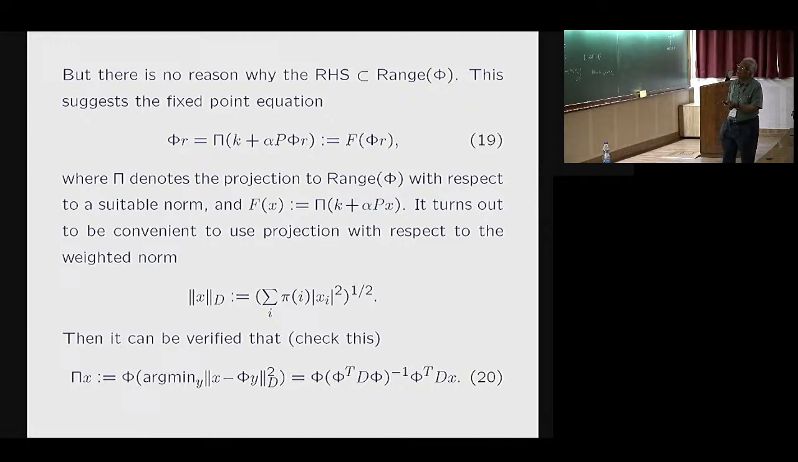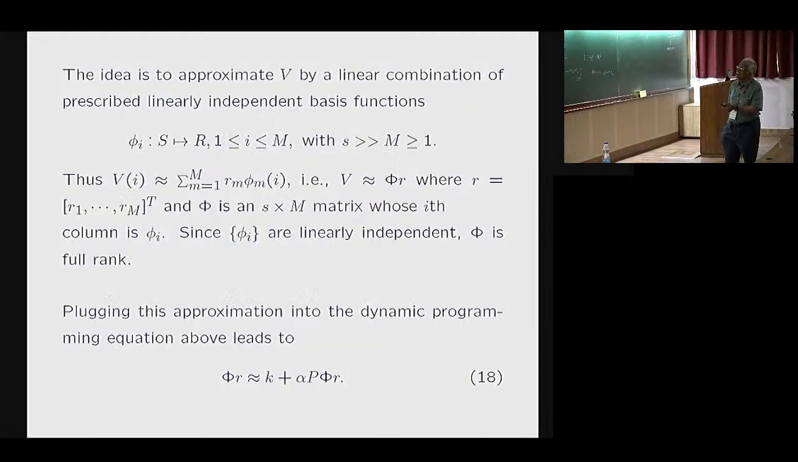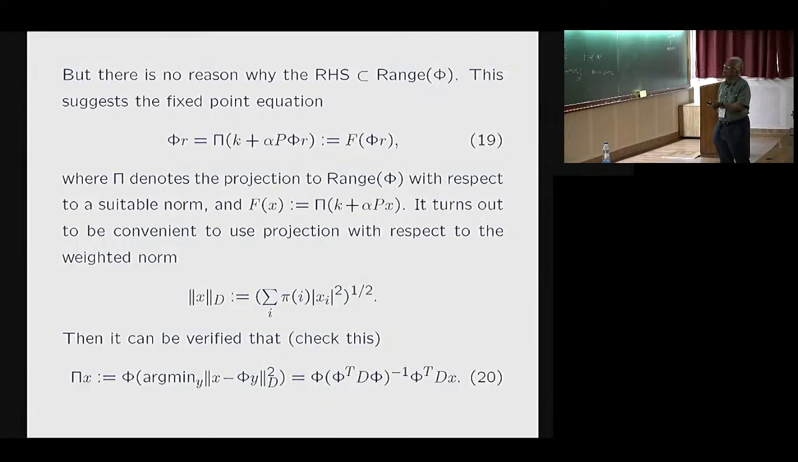So you look for a fixed point. Pi is a projection on the range of phi. This capital phi is the matrix whose columns are these vectors, small phi, and it's full rank because these are chosen to be linearly independent. You are trying to solve this, you want approximate equality. That may not hold actually. This right hand side may not be in the range of the capital phi. So you solve this fixed point equation.